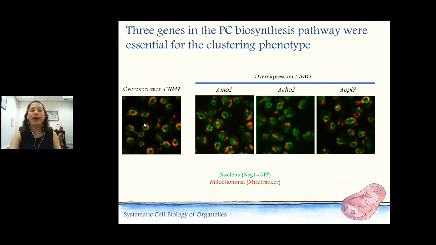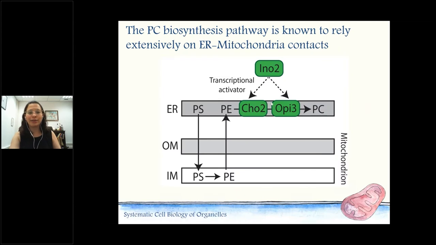So these proteins are actually, as I mentioned, involved in the biosynthetic pathway of PC. So we have here PS forming PE and then PC. And ENO2 is a transcriptional activator for OP3 and CHO2. And one thing that was really interesting about these hits is that it was already known that the PC biosynthetic pathway relies extensively on ER mitochondria contact sites. And it was shown that the Hermes complex, which is a known mediator for contacts between the ER and mitochondria, has a role in the transfer of PS and PE between the ER and mitochondria.